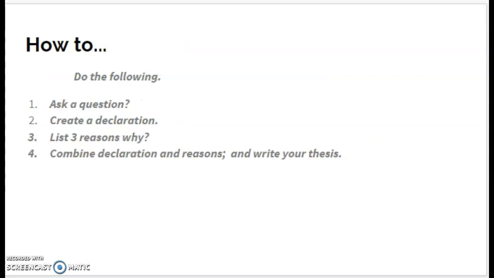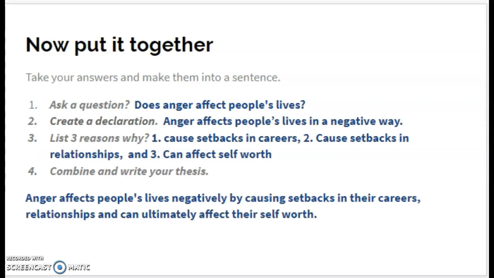So you may be asking, how do you write one? Well, it's very easy. You've picked your topic, you've done your brainstorming. Now, your topic, make it a question, and then turn that question into a declaration or a statement. You're going to look at 3 of the reasons that you have brainstormed about how you're going to prove what you're going to say. You're going to list those reasons. Then you're going to combine your declaration statement and those reasons, and you're going to have your thesis. So I'll show you how to do that. Let's put everything together.